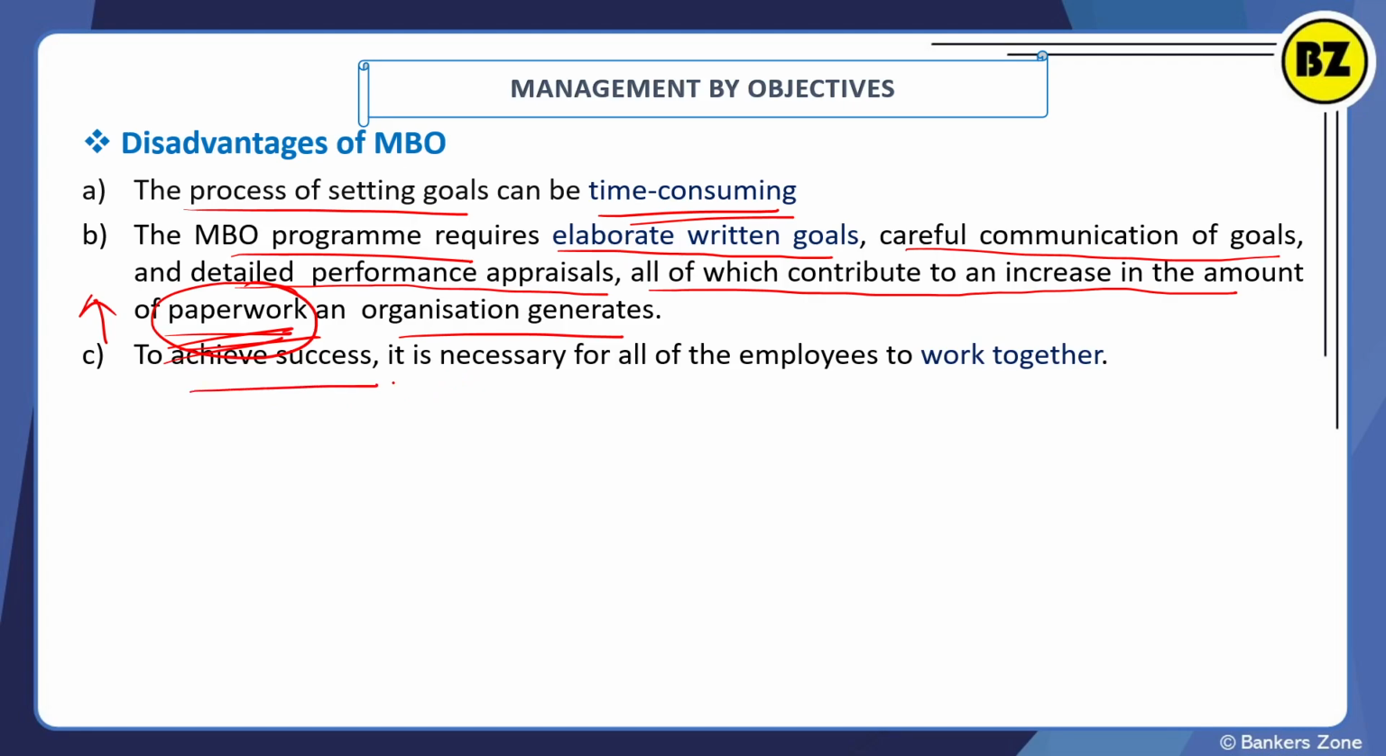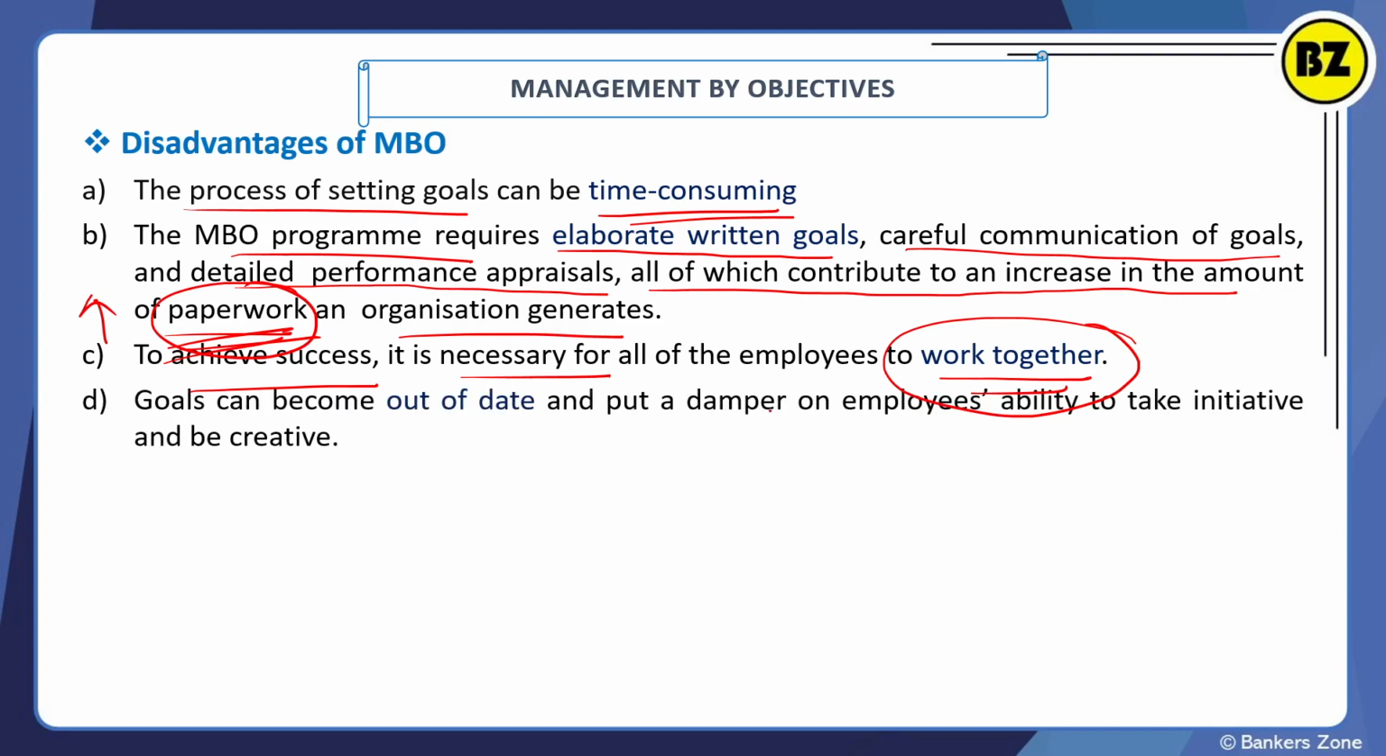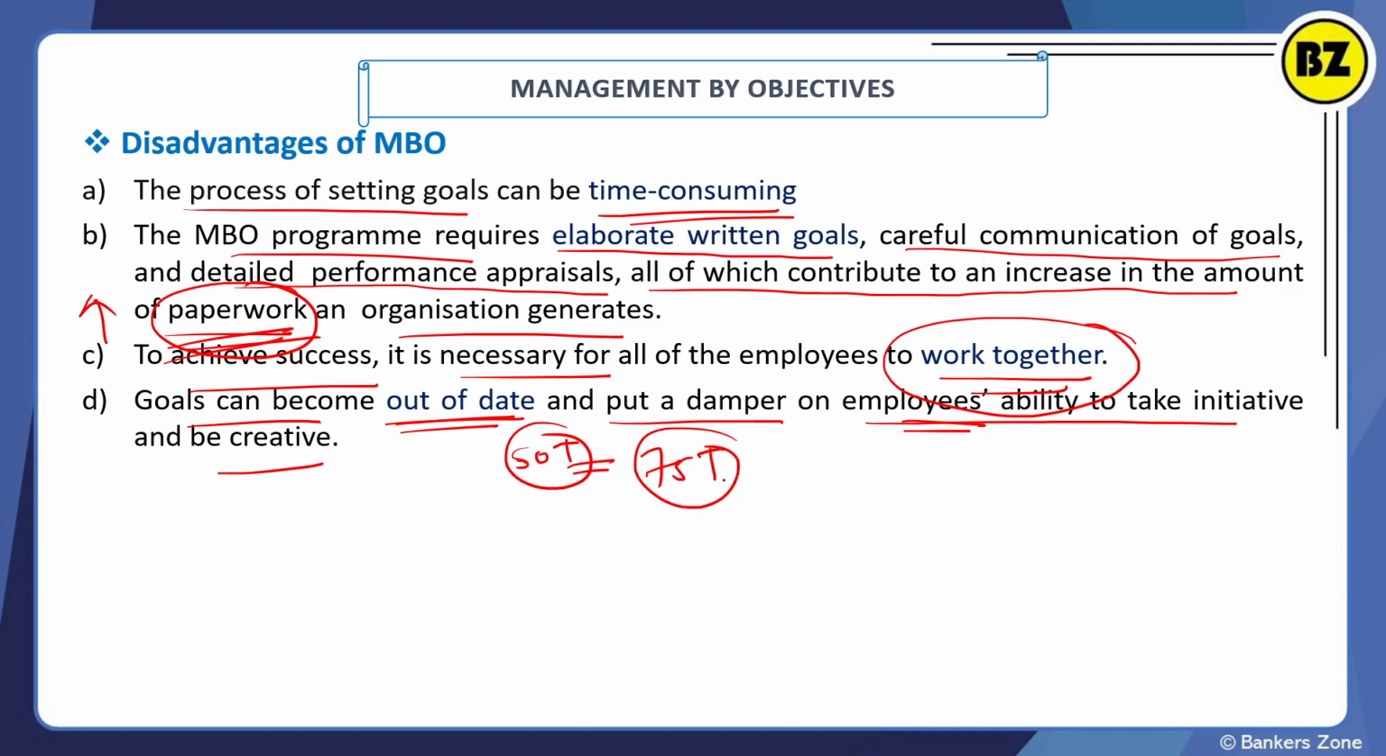Next, to achieve success, it is necessary for all employees to work together. So all employees need to work together, then only you can see the result, because there are individual goals, right? Next, goals can be out of date and put a damper on the employee's ability to take initiative. For example, you have the goal of 50,000 fee income. If you have the capacity to set 25,000 more, you can achieve it. But if your target is only 50, it can dampen the ability of the employee. Sometimes goals can be out of date. It may happen, right?